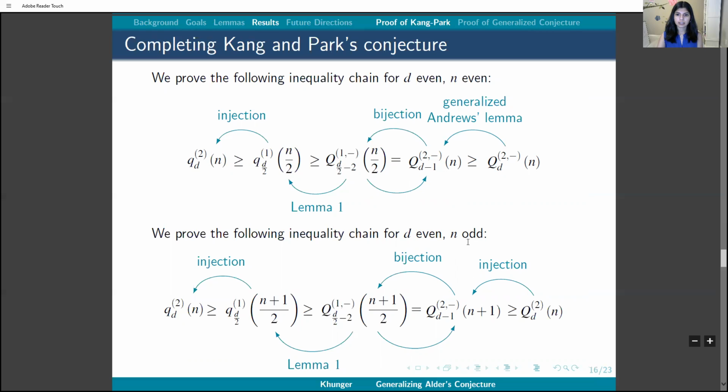And then for d even and n odd, we use an injection because we're comparing a partition of n plus 1 to a partition of n. So thus we've concluded the proof of Kang and Park's conjecture for all but finitely many d.